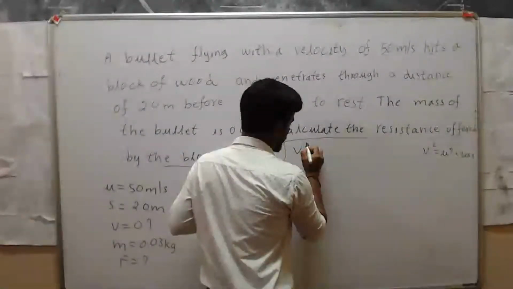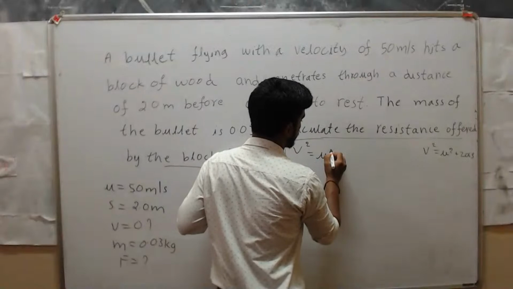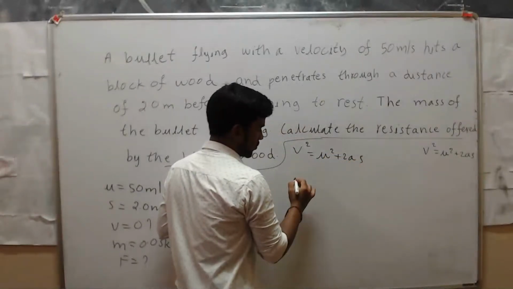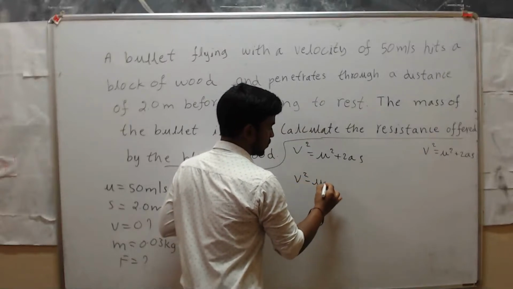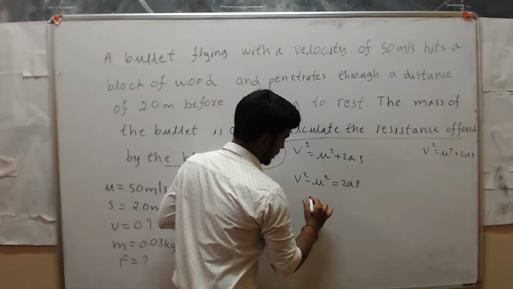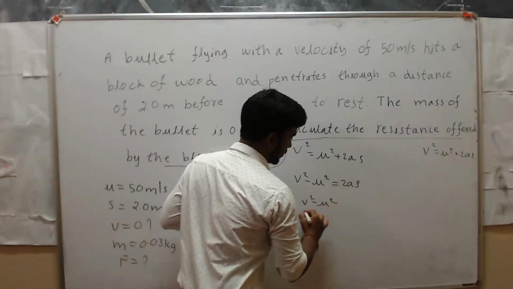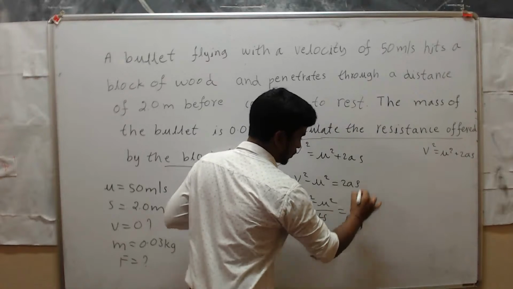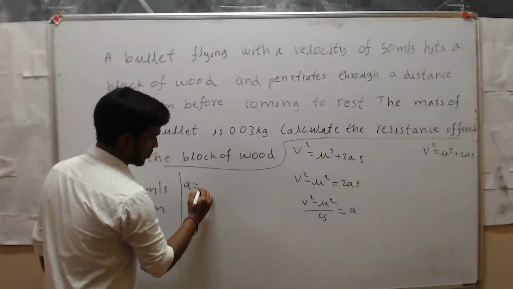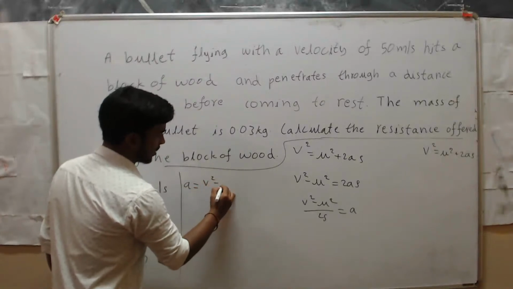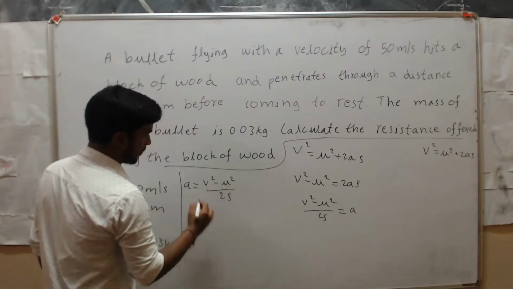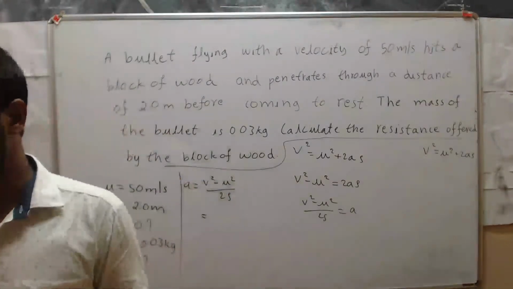So v squared is equal to u squared plus 2as. We need a, right? Bring u squared to this side: v squared minus u squared equals 2as. Then we can write (v squared minus u squared) divided by 2s is equal to a. Or we can write a is equal to (v squared minus u squared) divided by 2s. Now substitute the values and tell me what is the acceleration.